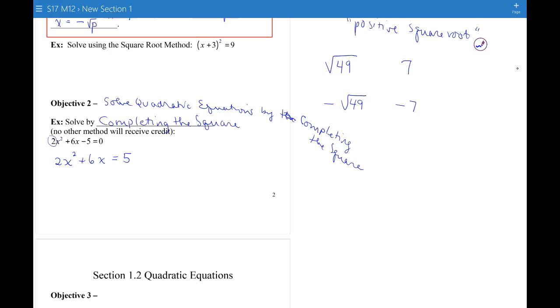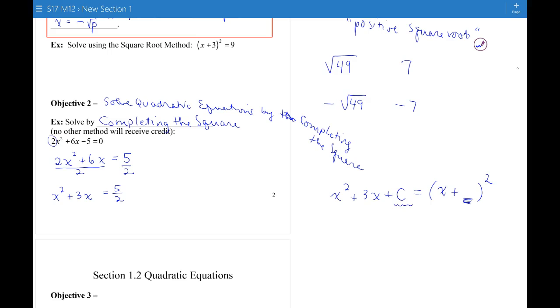So now I have 2x squared plus 6x equals 5. Then I divide both sides by 2 so that I don't have a coefficient on the x squared. So now I have x squared plus 3x equals 5/2. Now on the left-hand side, you're trying to complete the square. So you want x squared plus 3x plus c to be some perfect square binomial. So you have to figure out what goes in here by figuring out what goes here.